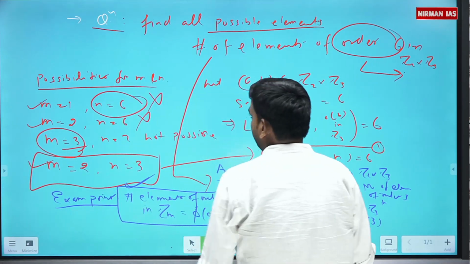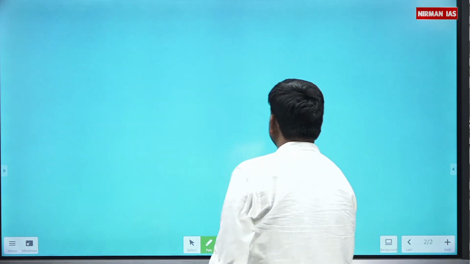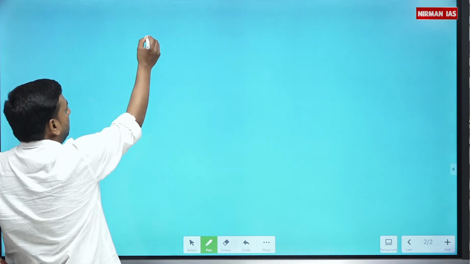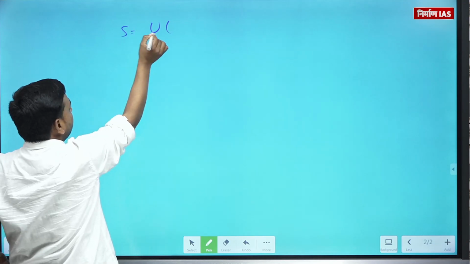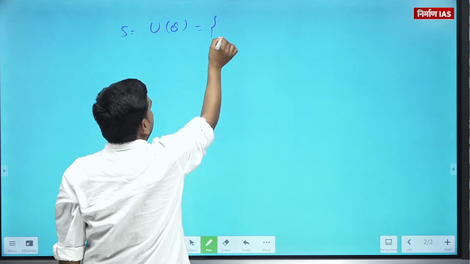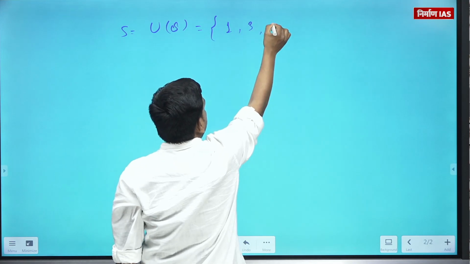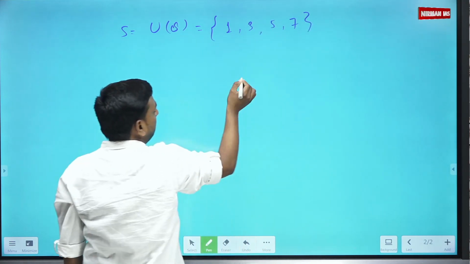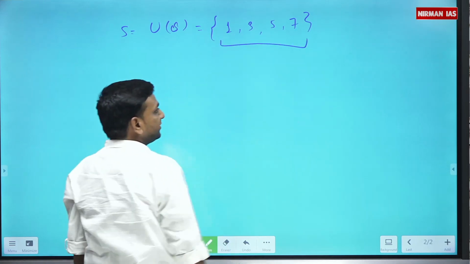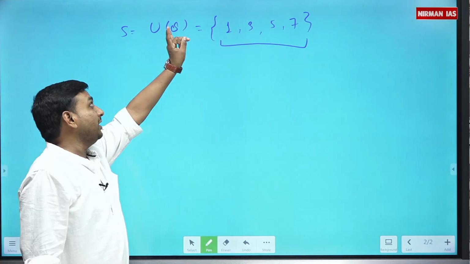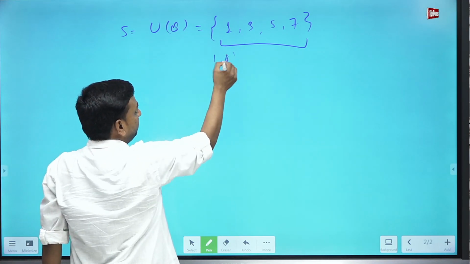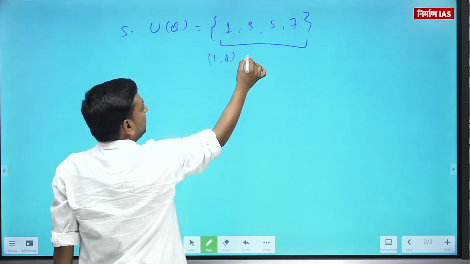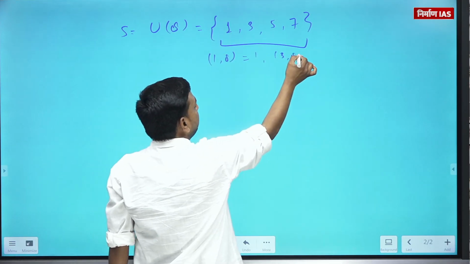Okay, since we have discussed it, let me tell you about phi d here. Let's discuss phi d here. Let's say I have a set S equals U8. I consider here 1, 3, 5, 7. The elements in this set are relatively prime to 8, meaning if you take the GCD of any element with 8, it will come out as 1 only.